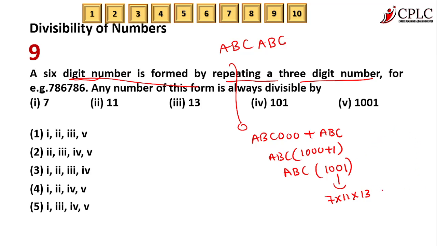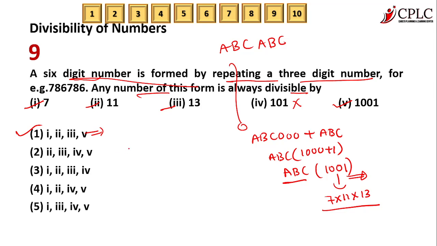So what can we say? A similar 6-digit number which is formed by repeating 3 digits will always be divisible by the 3-digit number ABC, 7, 11, 13, and 1001 as well. That is what they're asking: the number is always divisible by what? So we got 7, 11, 13, and 1001, not this one. So that is answer option 1. Do remember these cases. These are exclusive cases, but they save a hell of a lot of time if you can do it correctly.